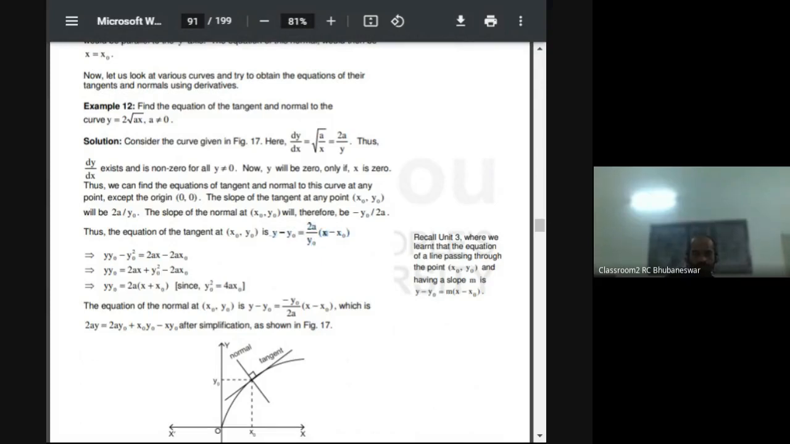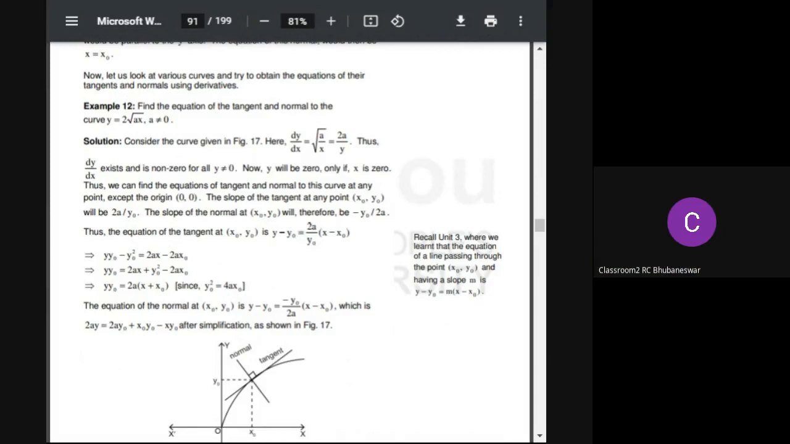Because if we multiply these two, then we get the slope of the tangent and the slope of the normal.